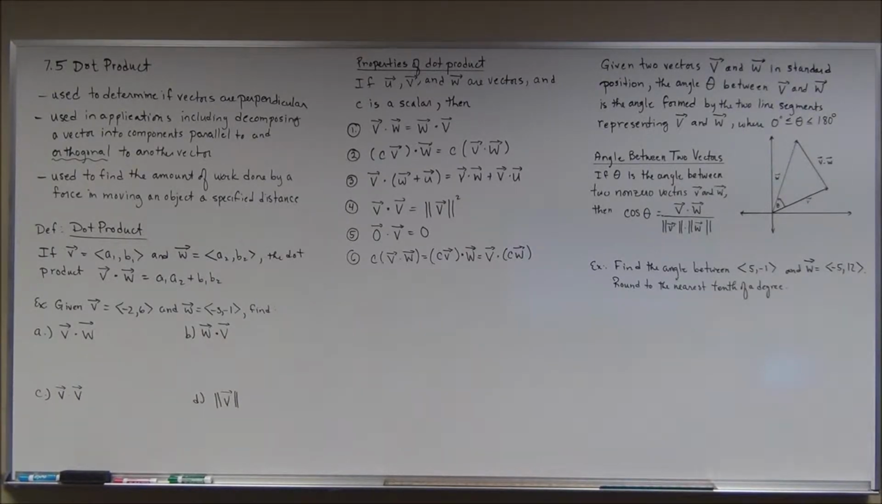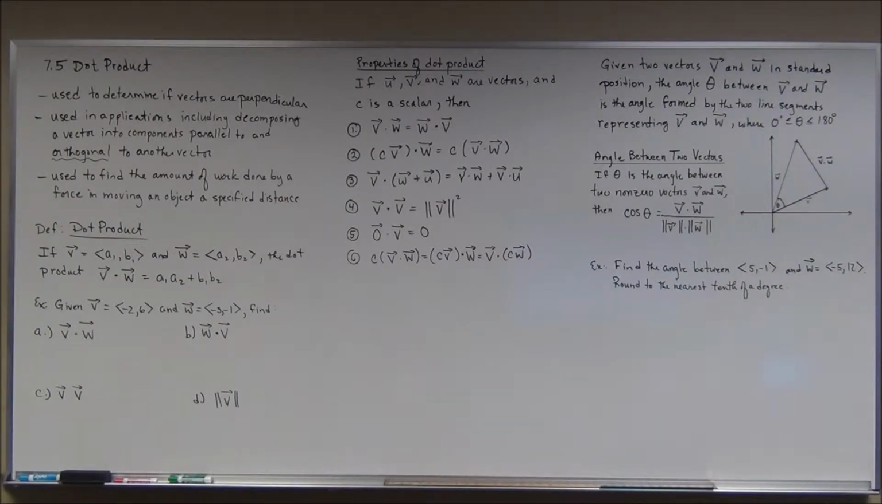The dot product, which I'm going to define in a second, is used to determine if vectors are perpendicular. It's also used in applications, including decomposition of a vector into components parallel and orthogonal or perpendicular. Orthogonal is kind of the same thing as perpendicular to another vector, and it can also be used to find the amount of work done by a force in moving an object a specific distance.